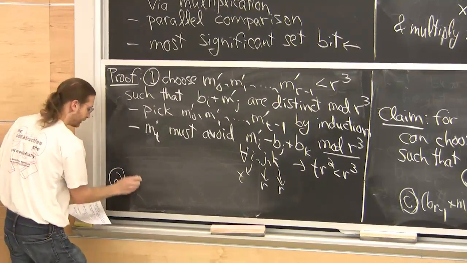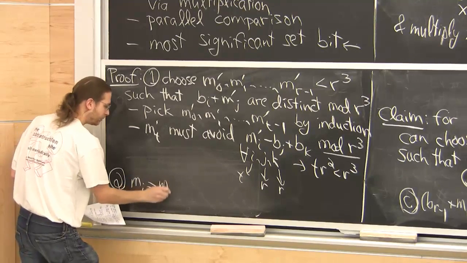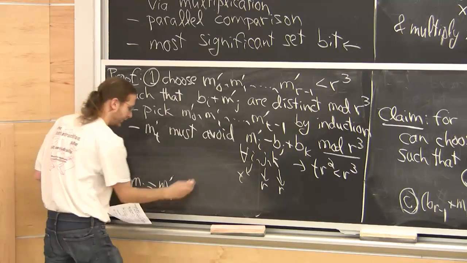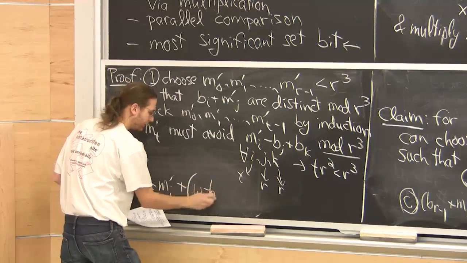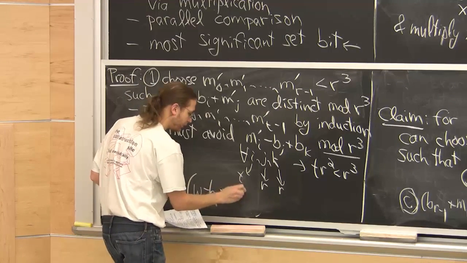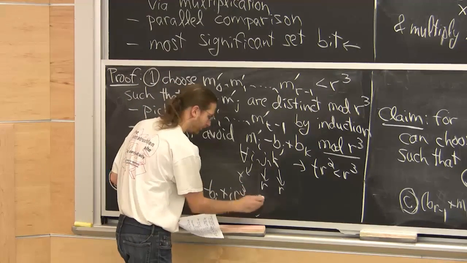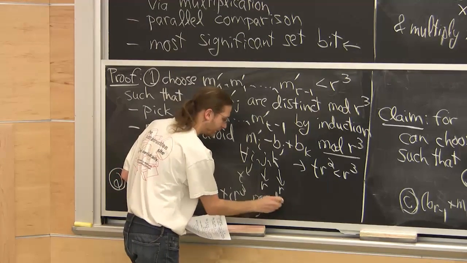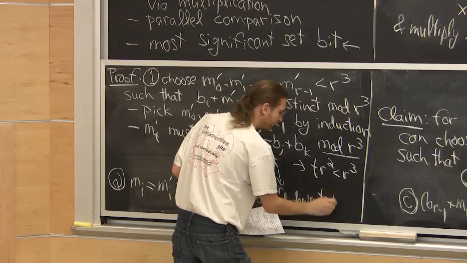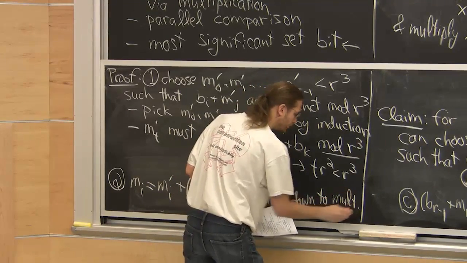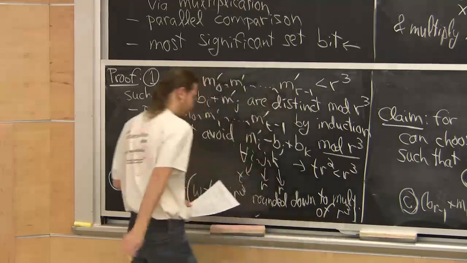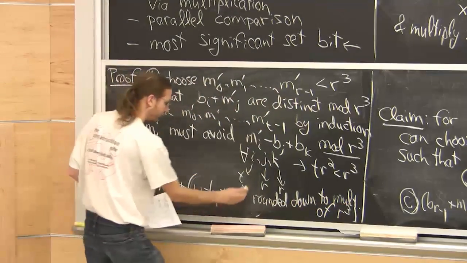Basically, we're going to set mi to be these values that we chose plus this weird thing: w minus bi plus i r cubed, rounded down to a multiple of r cubed. So I guess you could put this in parentheses if you want.